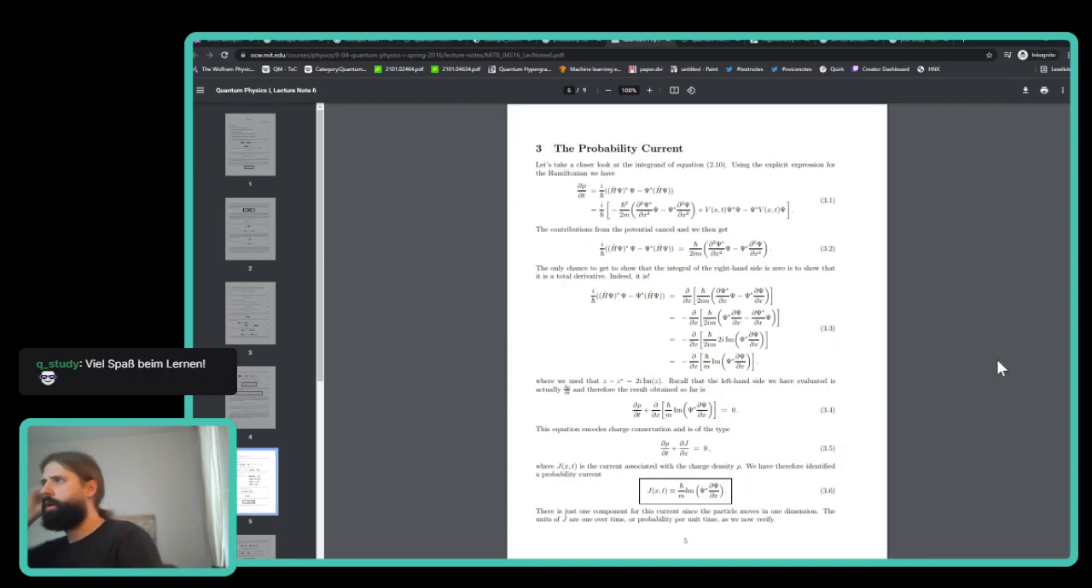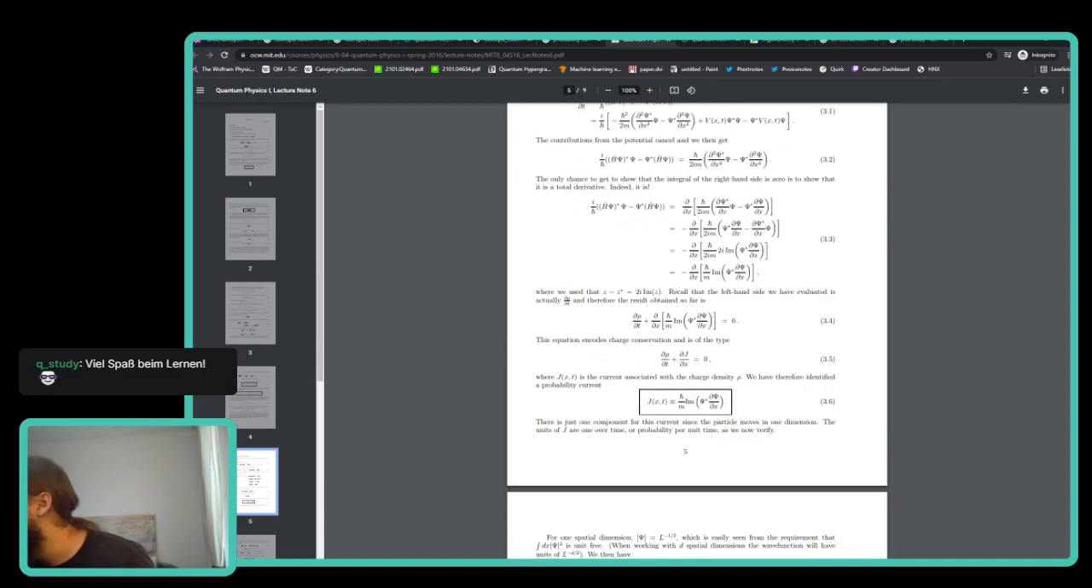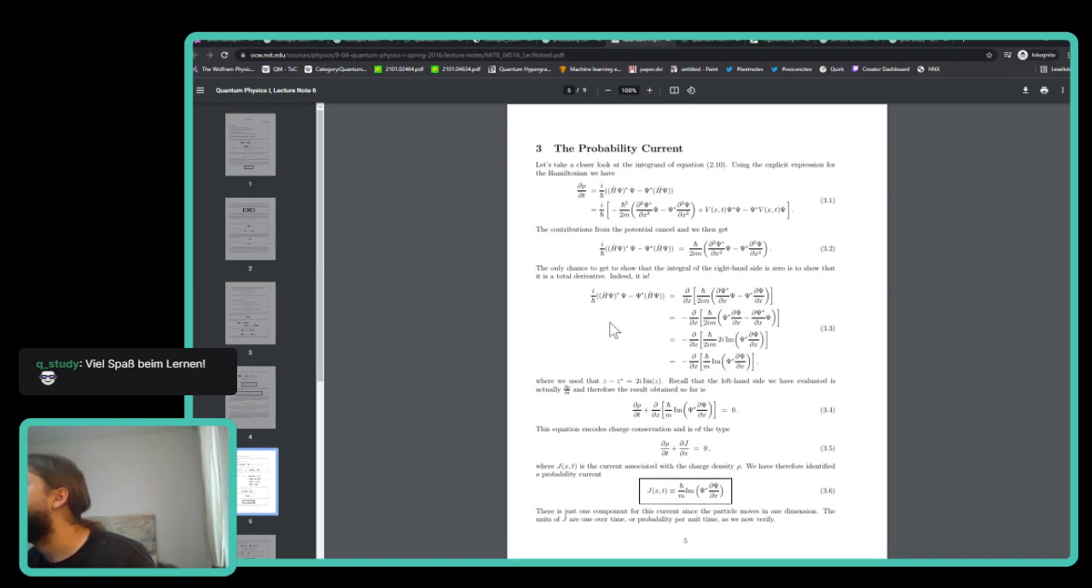There you go. So let's take it. Again, it's just one wave function, right? And so, using the explicit expression from the Hamiltonian, the potential cancels. So it does use these, right? But I don't see this sinus anywhere. The charge density, we have therefore a probability current.